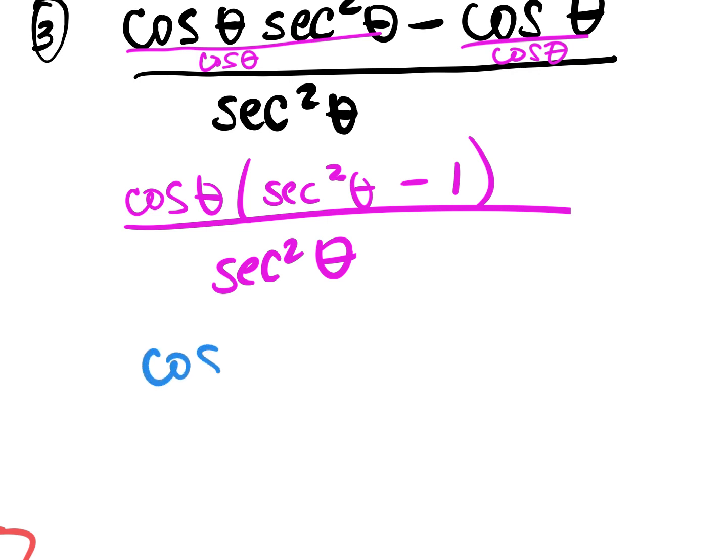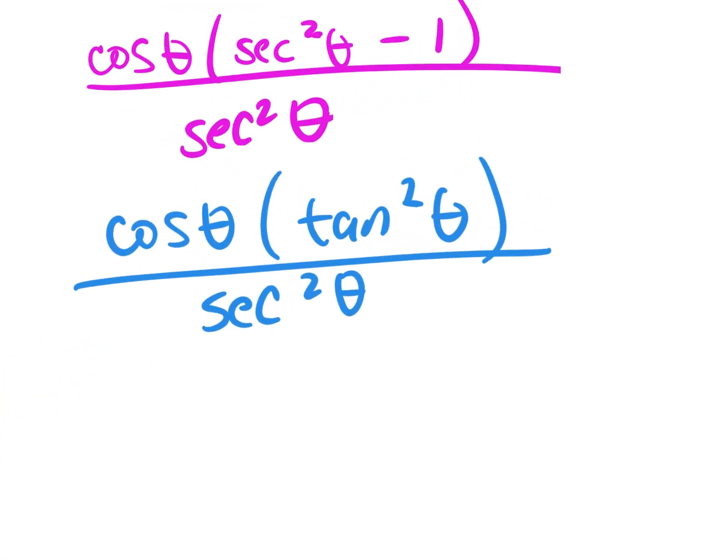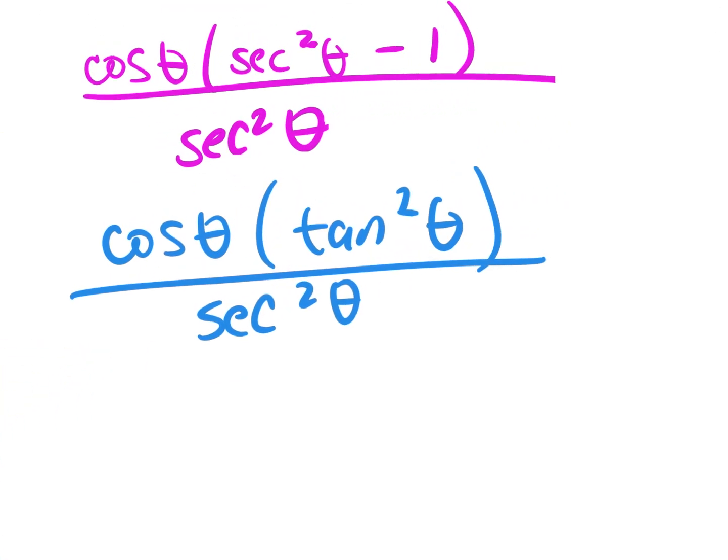Tangent squared. So I have cosine out here, I have tangent squared here, and then I have secant squared on the bottom. Now, at this point, guys, we have all what left over? All multiplication. What did we do in our first problem when we had all multiplication? We changed everything to sines and cosines. Let's just go ahead and do that. As soon as you get to all multiplication, just go to sines and cosines.